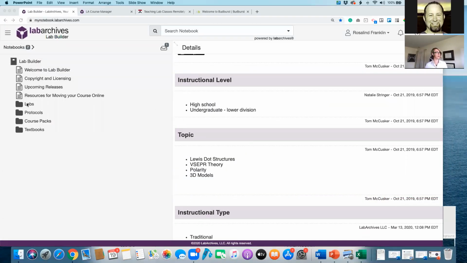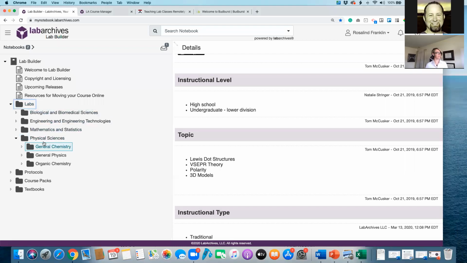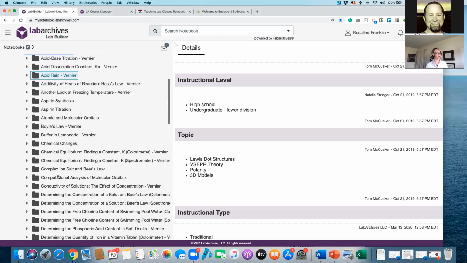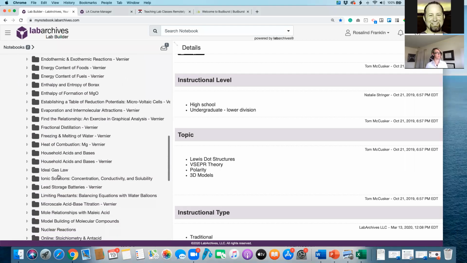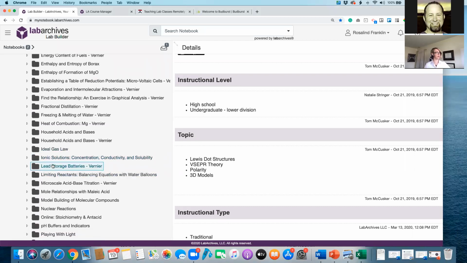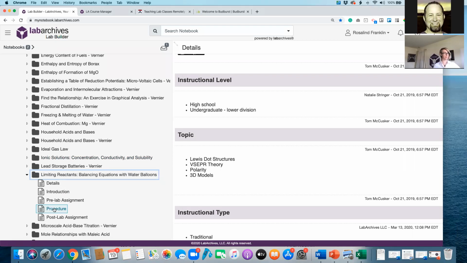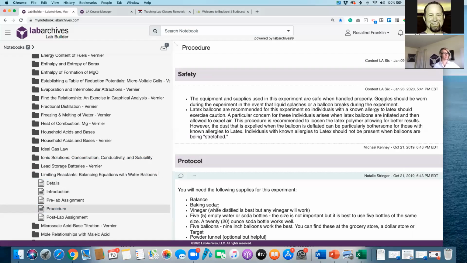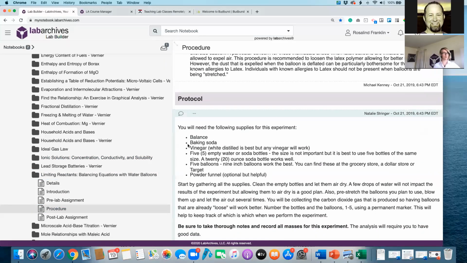So I'm just gonna come back to general chemistry and pick a lab. This is another lab that could be done at home. Students would only need, basically, things they could find in their house.